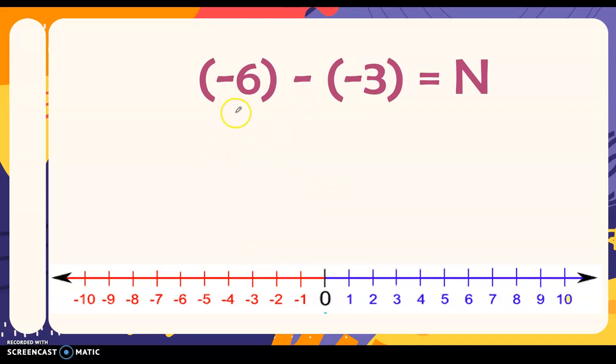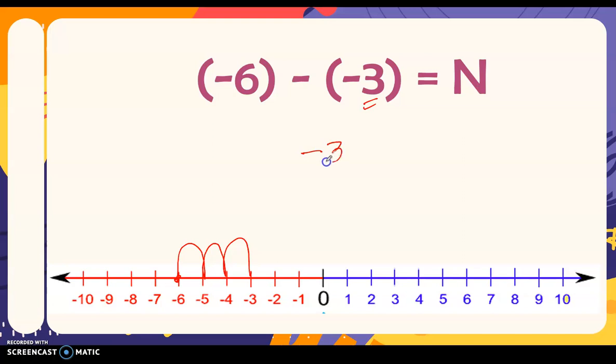Next, negative 6 minus negative 3 equals n. So let's locate first the negative 6. Negative 6 is here. Then, if you are to take away negative 3, then you move or you jump to the right 3 times because that's the given. So we have here 1, 2, 3. We jump to the right because the sign is negative. So if you are going to take away a negative number, you move or jump to the right. If you're going to take away a positive number, you move or jump to the left. So the answer is negative 3.